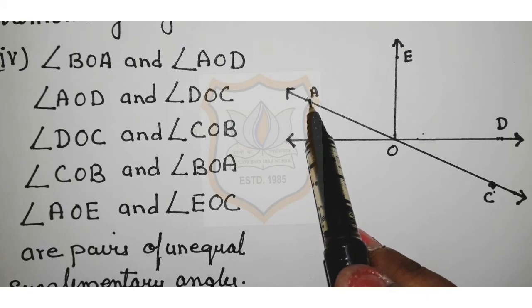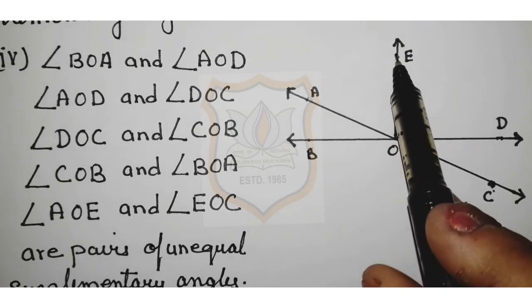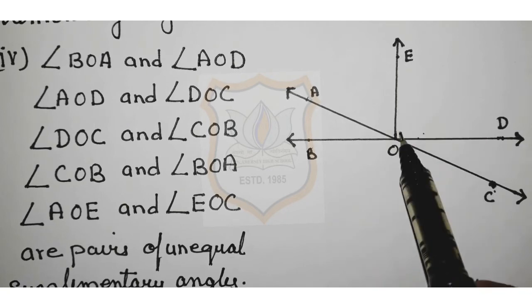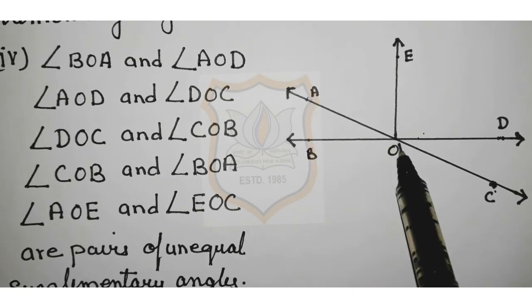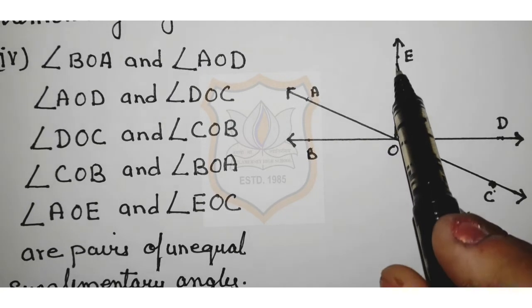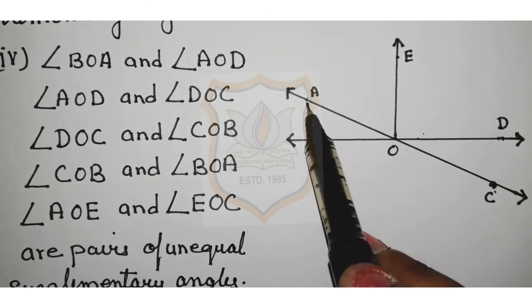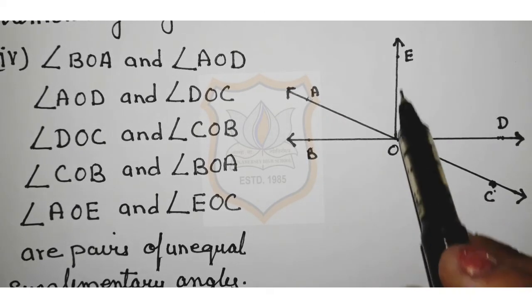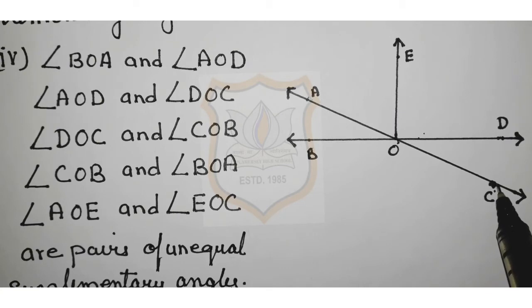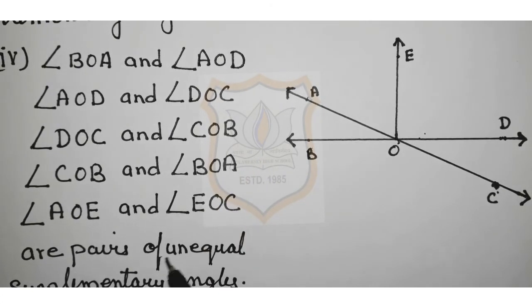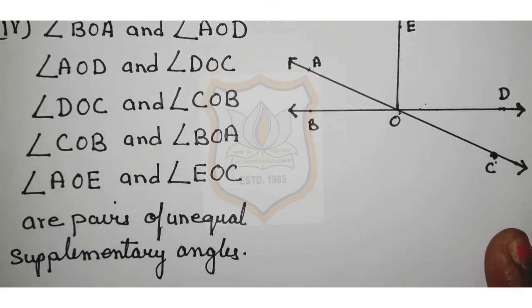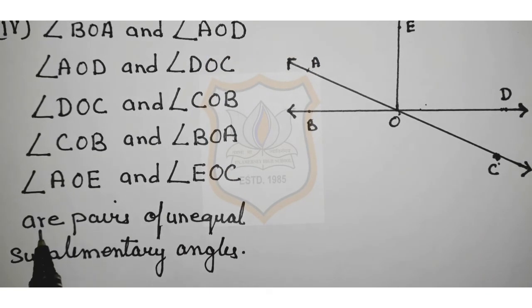Now, last one is AOE, this one, and EOC, this one. This is the line and these two rays are opposite to each other. And this one is the common ray between them. So, AOE and EOC, both of them are unequal supplementary angles. So, students, 1, 2, 3, 4 and 5. 5 pairs are unequal supplementary angles. So, you will write it like this: are pairs of unequal supplementary angles.